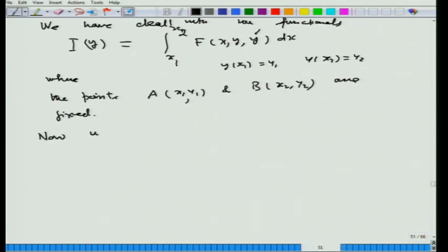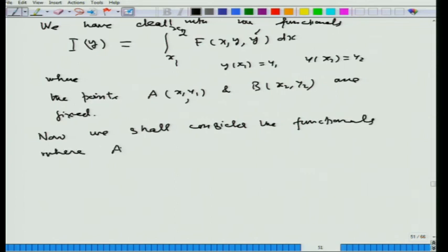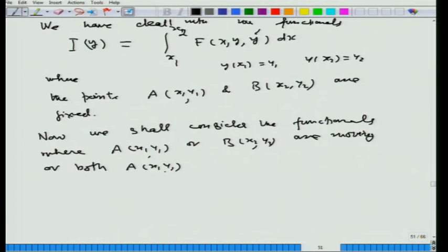Now, we shall consider the functionals where A (x1, y1) or B (x2, y2) are moving, or both A (x1, y1) and B (x2, y2) are moving. So, these problems are called moving boundary value problems.